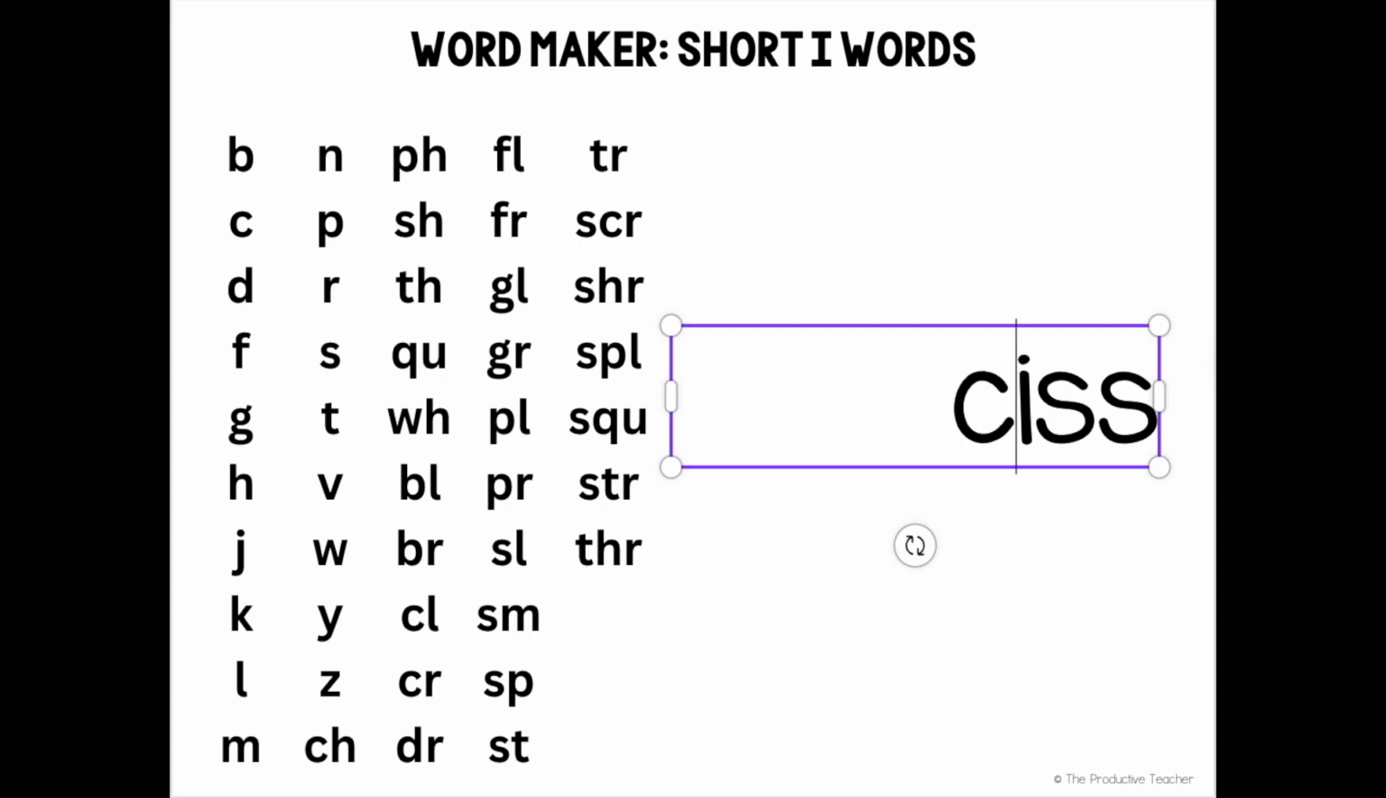Bis is not a word. Sis, spelled like this, is not a word. Remember, the letter C makes the S sound before the letter I. Dis is not a word. Fis is not a word. Gis is not a word. Hiss is a word. Gis is not a word. Kiss is a word. Lis is not a word. Miss is a word. Nis is not a word.